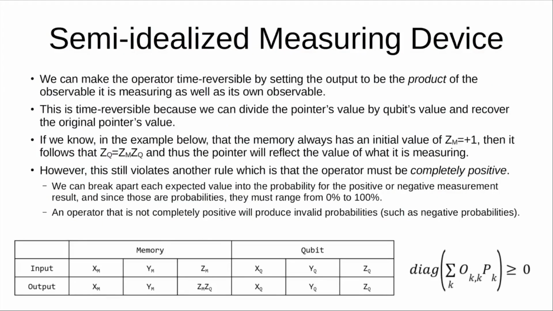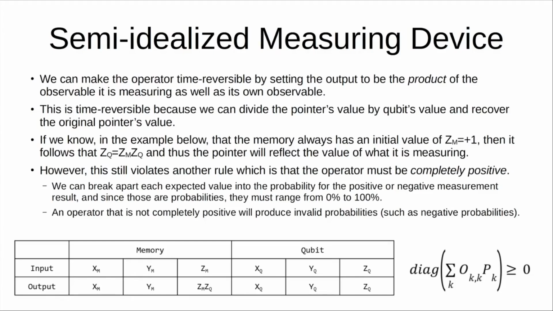So now let's look at a semi-idealized measuring device. We can make the operator time reversible by setting the output to be the product of the observable it is measuring, as well as its own observable. So as you can see in our table, the output is now ZM times ZQ for the value of the pointer of the measuring device. This is time reversible because we can just divide the pointer's value by the qubit's value and recover the original pointer's value. This requires us to know that the initial value of the pointer is +1.